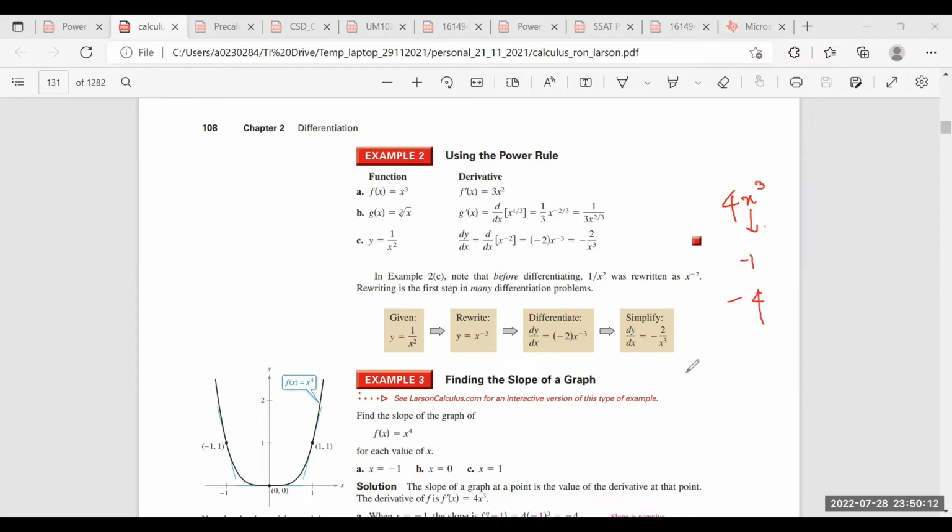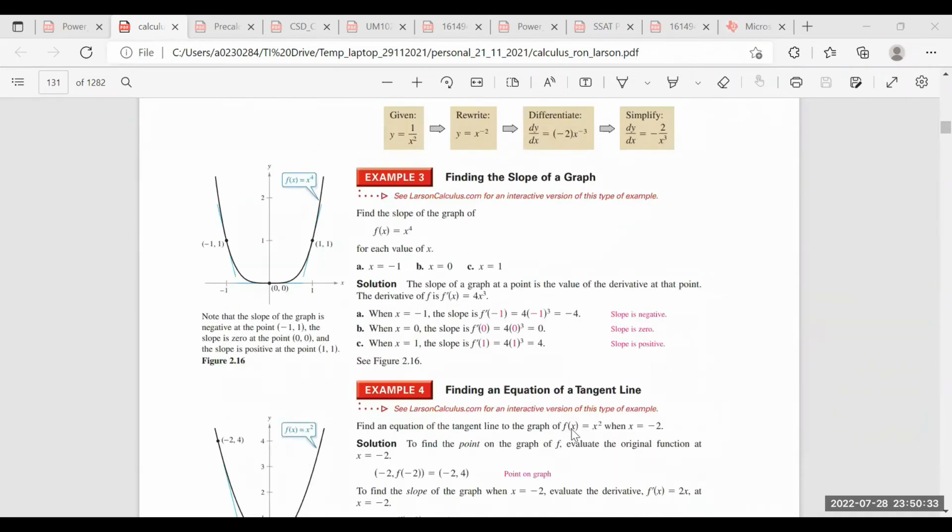Okay, what about B and C? It's 0. B is 0, and C is 1. Correct. So you applied the power rule here.